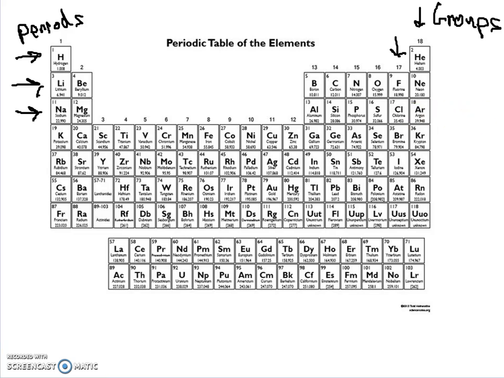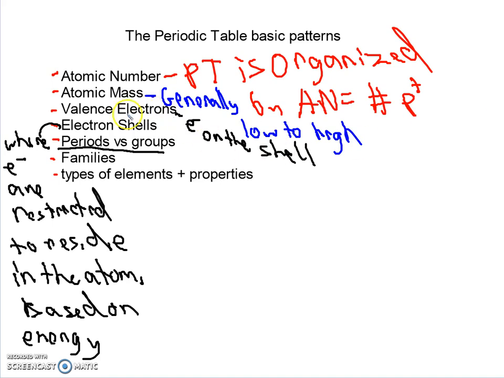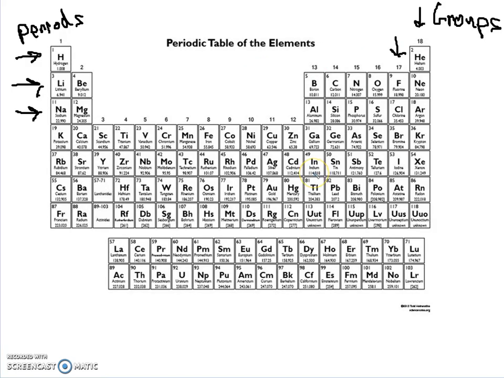Okay, so how does that connect? Well, the valence electrons are actually the same in all of the groups. So hydrogen, lithium, sodium, potassium, rubidium, etc. all have 1 valence electron.